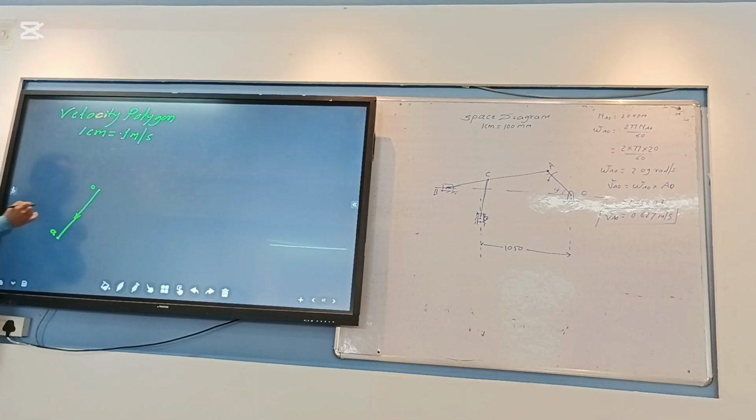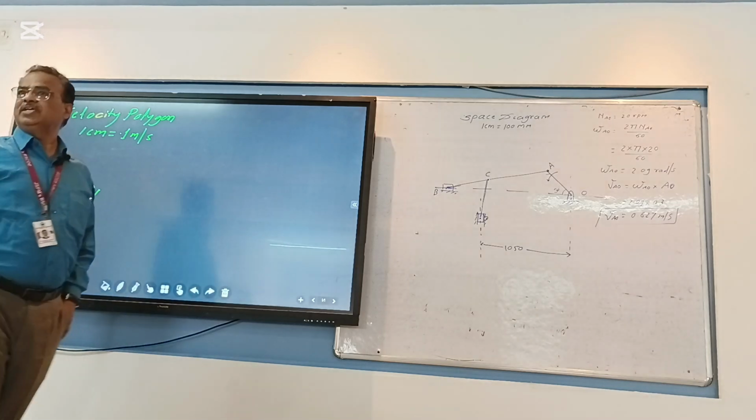Immediately, not later. Immediately you have to put the arrow. You have to write velocity of A. Velocity of A. Over. First vector is over.